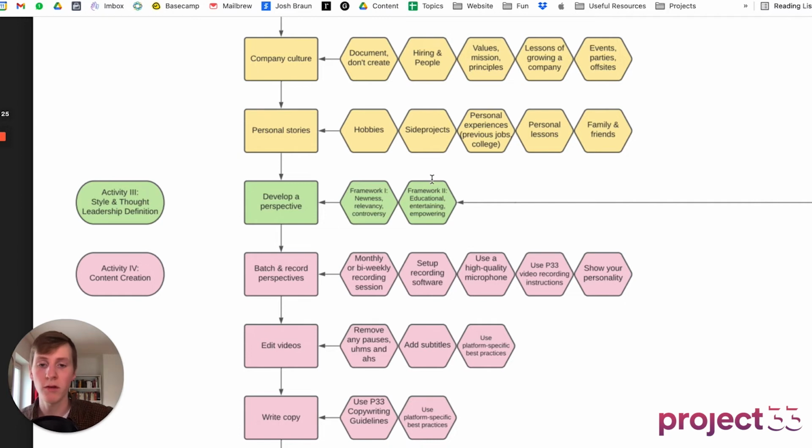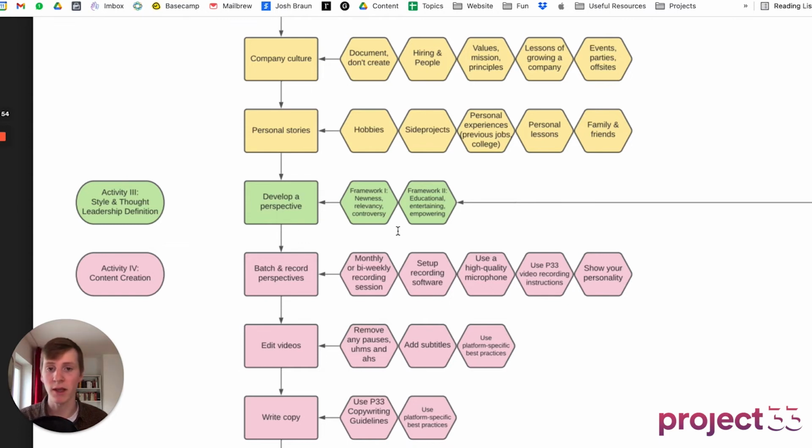So we have 2 frameworks that we use here and apply to your content. Newness, relevancy, controversy is the first one. Basically, the idea is for any content to stand out and resonate with your customers, there need to be at least 2 of the 3 given, which is newness and relevancy. That just means, is the insight new? Is this something they haven't heard before? Or is there a new angle, new example, new context that you're adding, right?